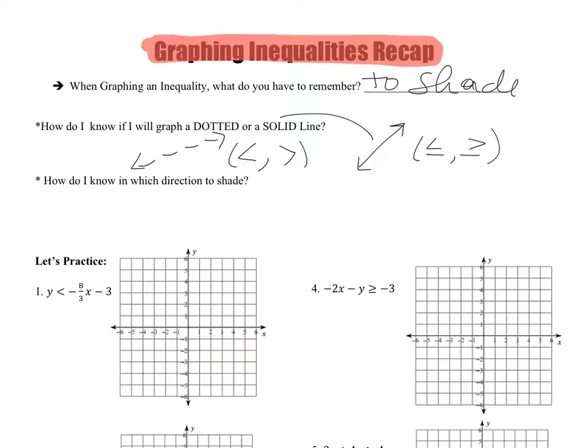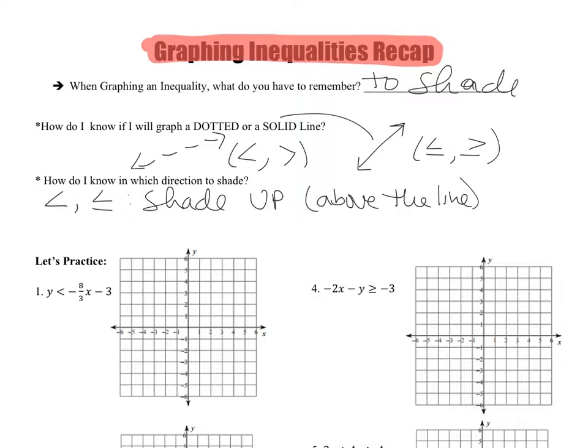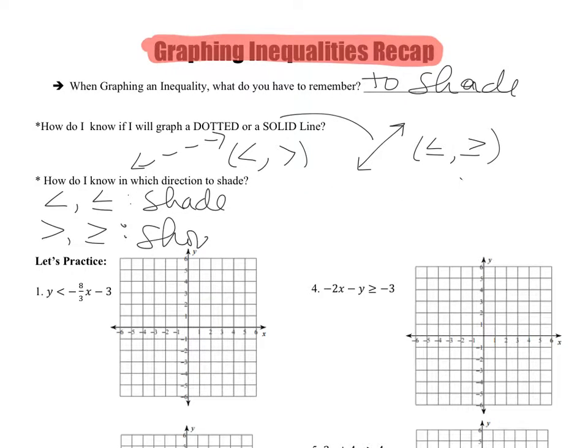So how do I know which direction to shade? If it's less than or less than or equal to, I'm going to shade up. I'm going to shade above the line. If it's greater than or equal to, I'm going to shade. Oh wait, I totally just screwed all of this up. Holy moly. I lied. Let's erase this word up and above. Let's play again. Hopefully you're writing in pencil.